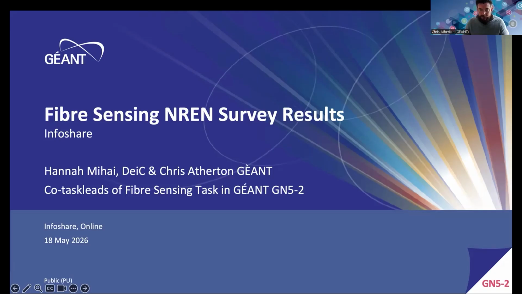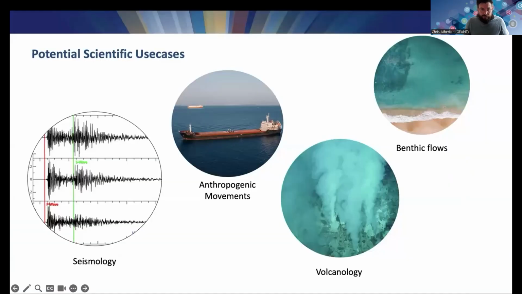Just to give you an idea about why fibre sensing is important, there are lots of different use cases for fibre sensing. So things like seismology, anthropogenic movements, oceanography, volcanology, benthic flows. There's lots of different use cases that we've identified. And if you would like more information about that, we have a document which we produced, I think it was last year, which goes through some of the different use cases that are available with fibre sensing.